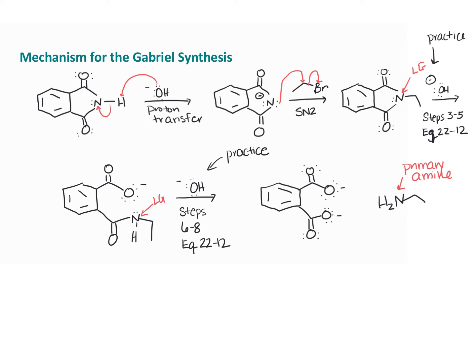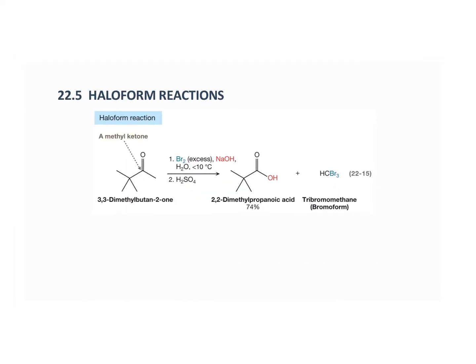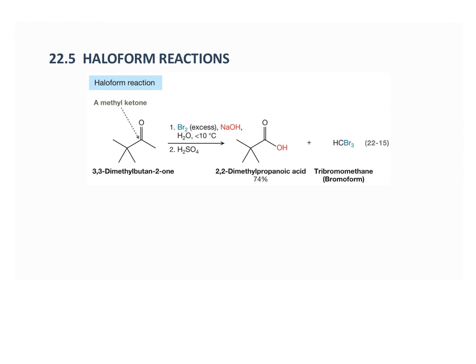Okay. Now, in all the acyl substitution reactions we've talked about so far, one reactant is an acid derivative where the carbonyl carbon is bonded to the leaving group. However, when we look at haloform reactions, like we see here in equation 2215, a methyl ketone, which has the general form RCOCH3, right, which is shown right there, also can undergo acyl substitution when it's treated with excess bromine in aqueous sodium hydroxide followed by an acid workup.